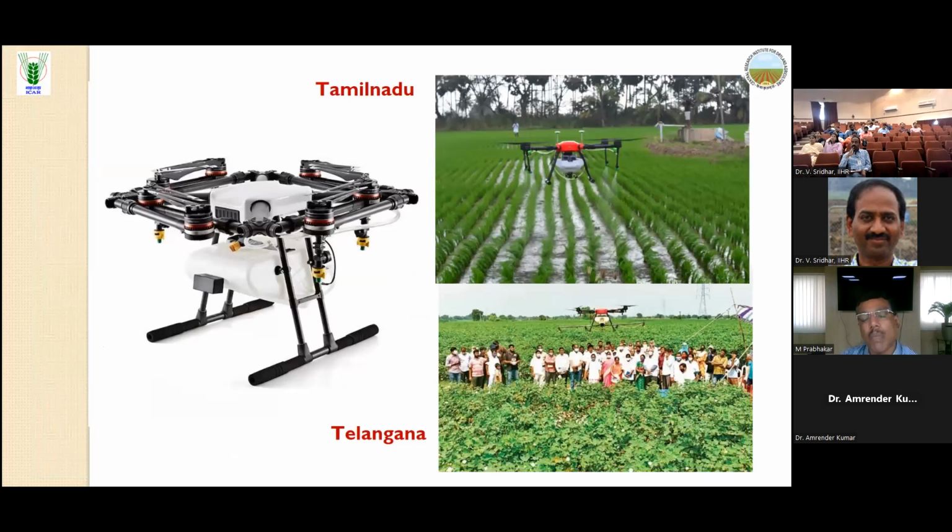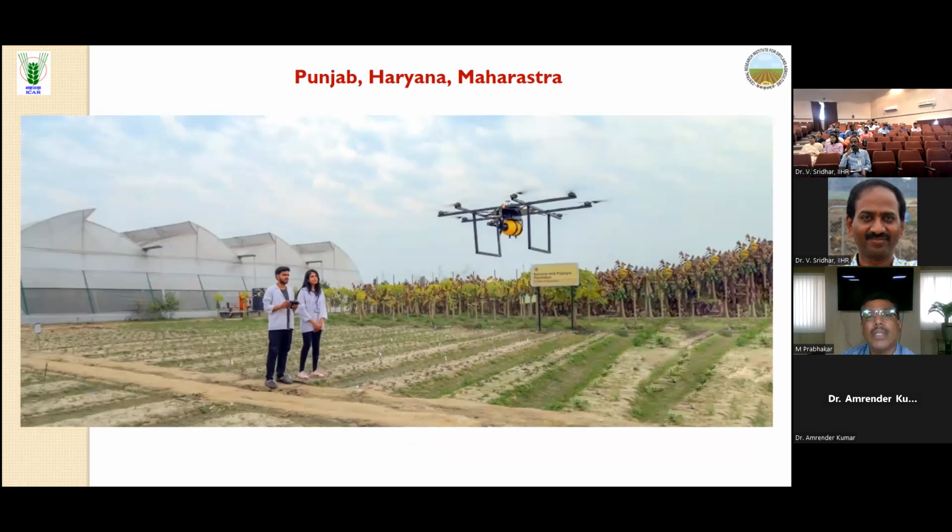Now, some of the state governments have been very proactive in using drones. Tamil Nadu and Telangana used them 2 years before, mostly for application of pesticides. Now, after the Government of India initiated a project, many state governments have started using them. As of now, the application is mostly for pesticides or fungicides. This is Punjab, Haryana. There are also startups that started manufacturing and trying to use it for spraying applications.